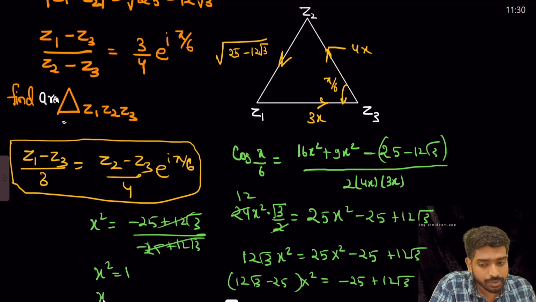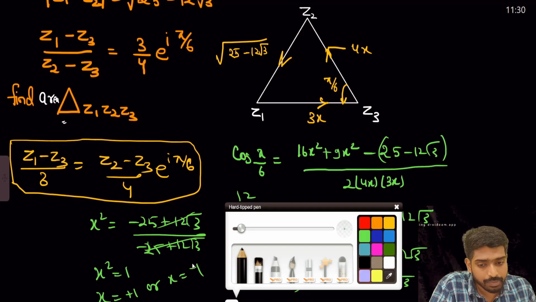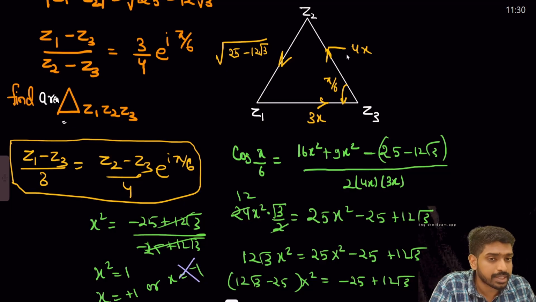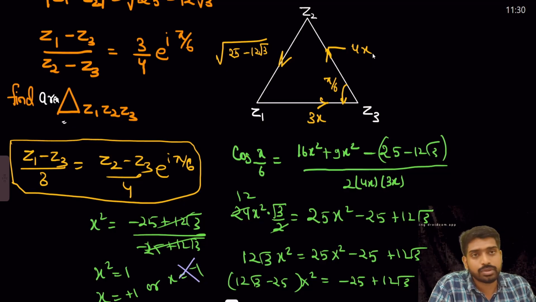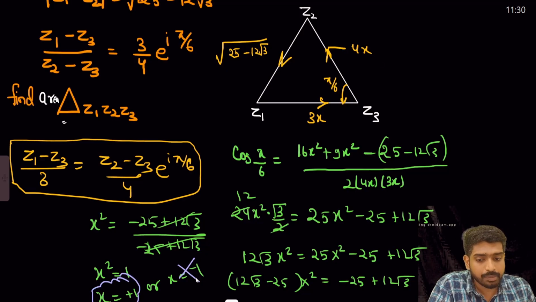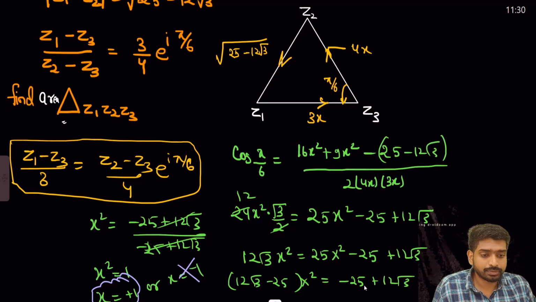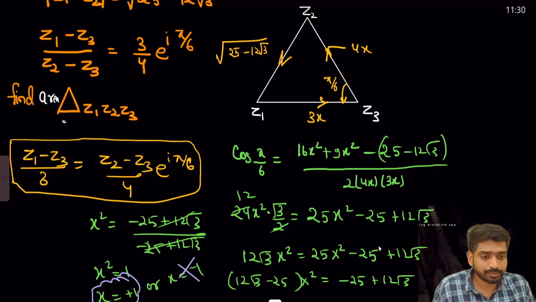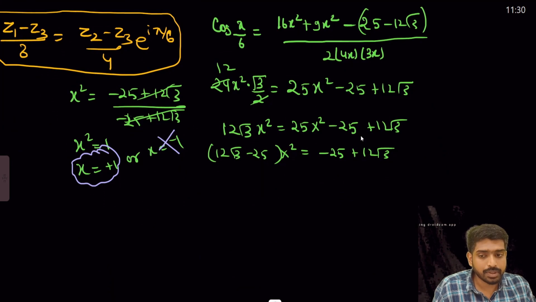If x square value is 1, what is the x value? The x value is either plus 1 or minus 1. We will reject x equal to minus 1, because when x is equal to minus 1, this side length will be minus 4. Got it? The modulus will be minus 4. This is not allowed, so it should be positive only, right? The x value is nothing but plus 1. Got it?